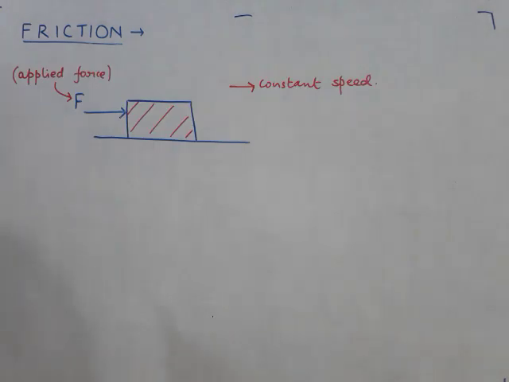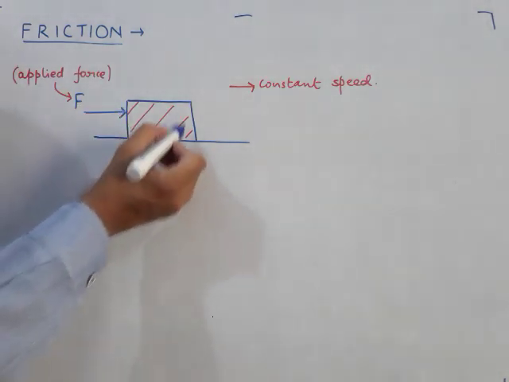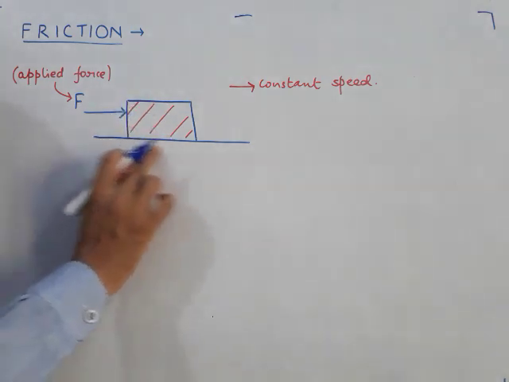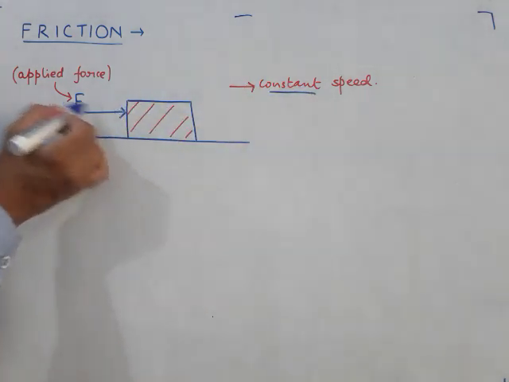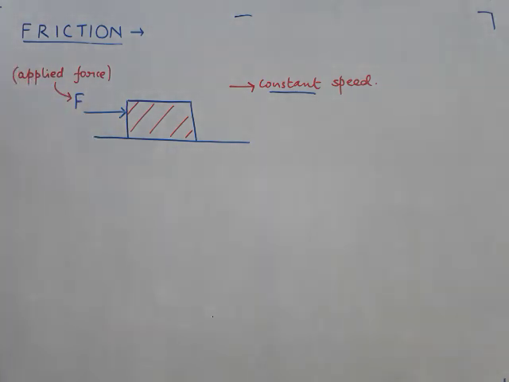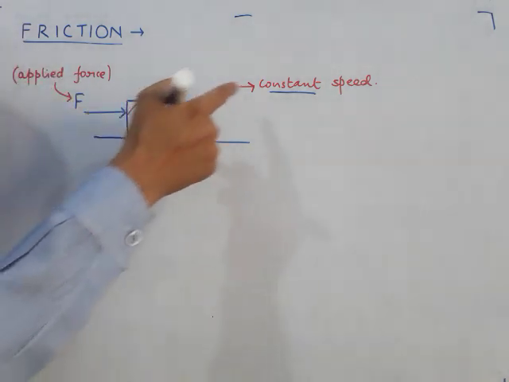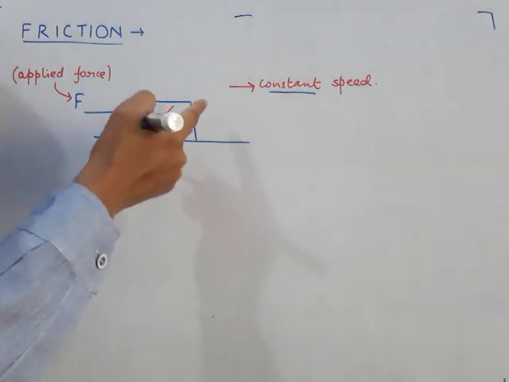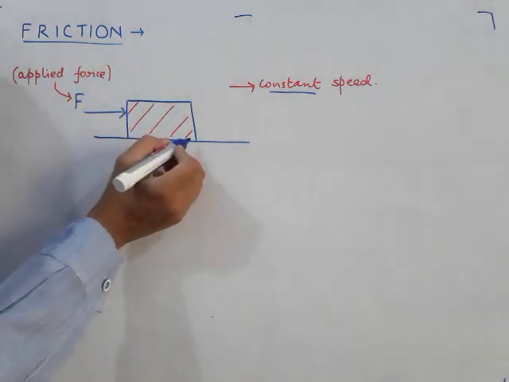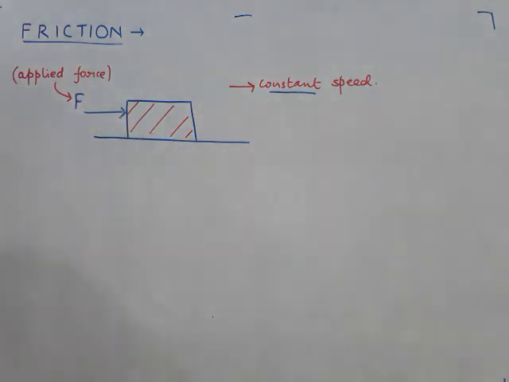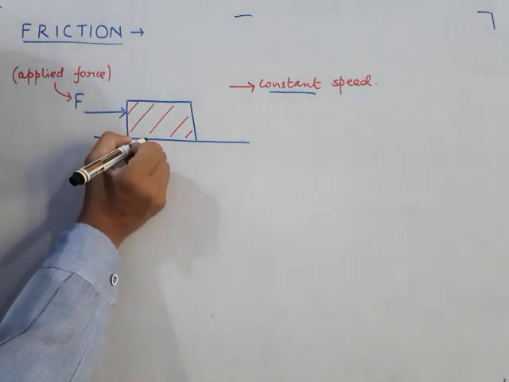So just now what we have discussed, I have shown you that if there is a body which is sliding over another surface with constant speed due to some applied force F, then since it is moving with constant speed, the total net force must be 0. So opposite to the direction of the applied force, the force of friction acts. This force of friction has the same magnitude.